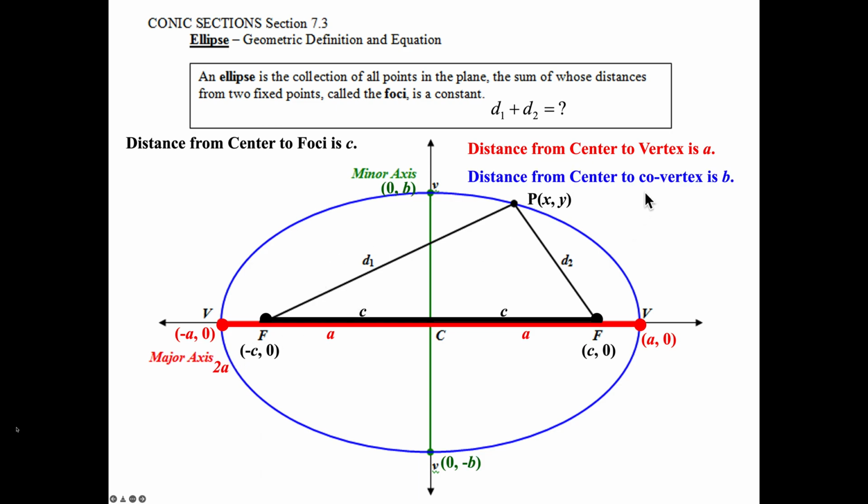Next, we're going to look at the center to the covertex or minor vertex. That's going to be a distance of B. So this little point up here at little v is 0 comma B. Down here, we're at 0 comma negative B. And if you will, that's a B and a B, so add those together would be 2B. That's the length of the minor axis.